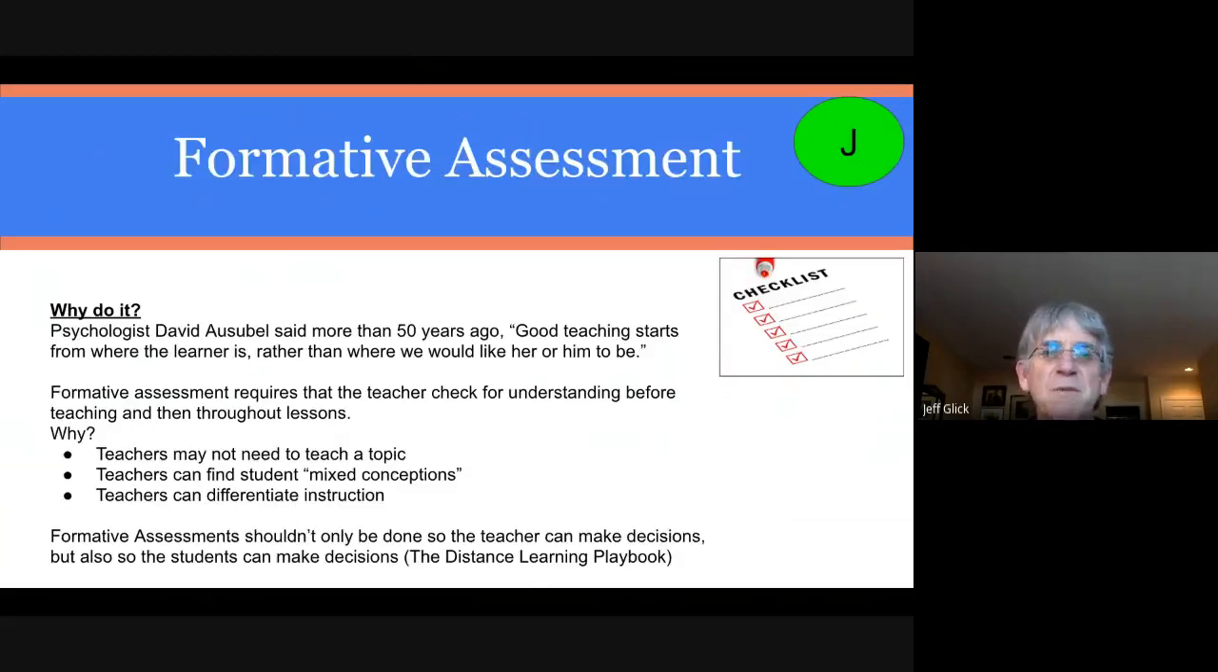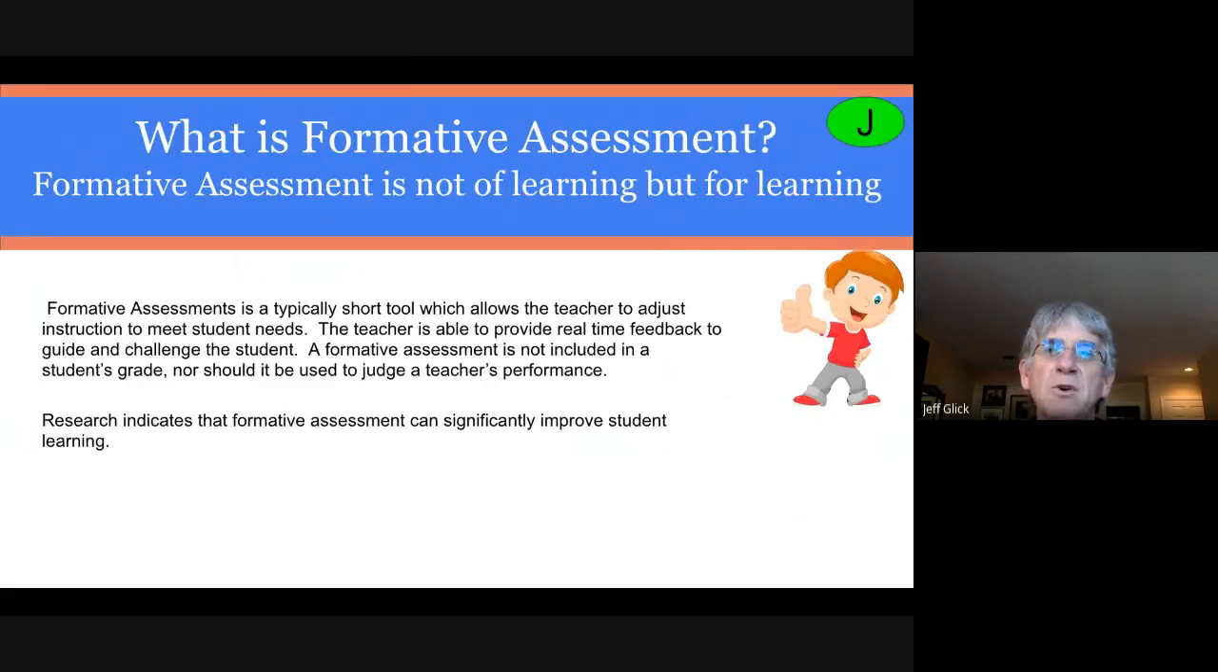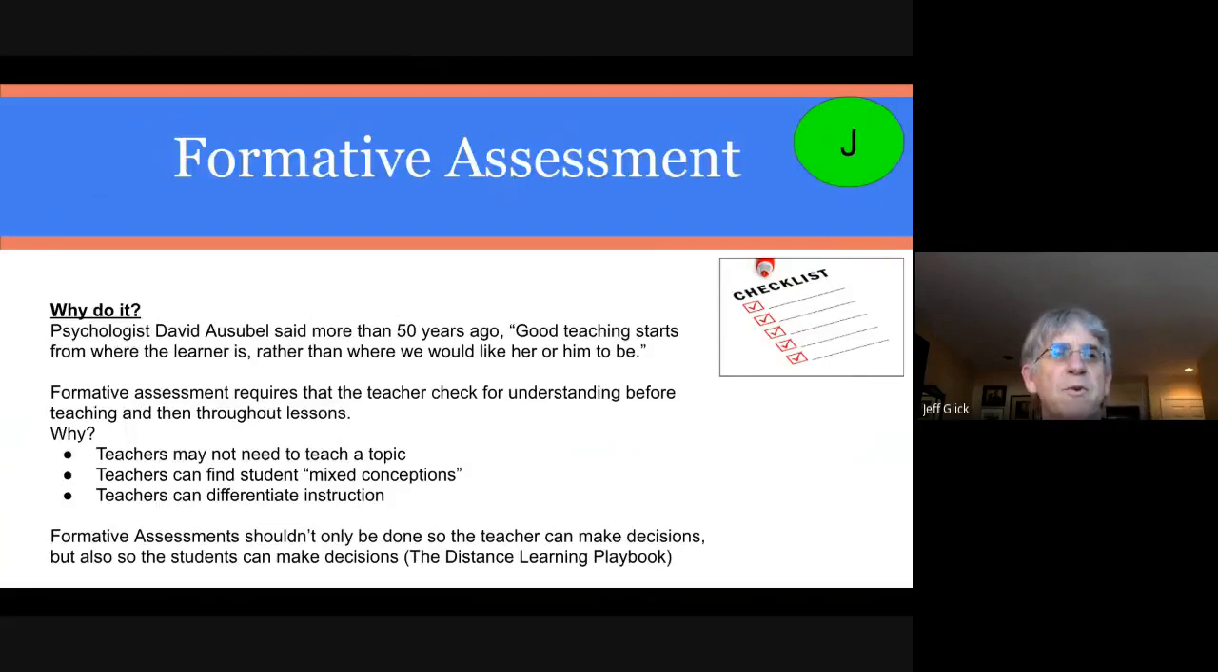Formative assessment shouldn't be included in a kid's grades. We're not assessing for grades, and it's also not to be judging how a teacher is doing. So it's really to improve student learning. So that's what a formative assessment is. Why do it? Why do we do formative assessments?